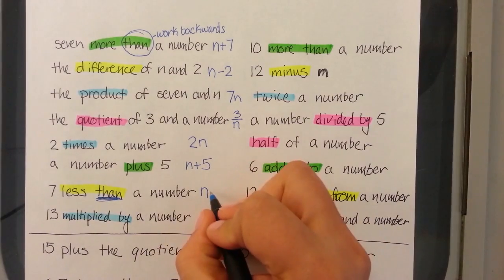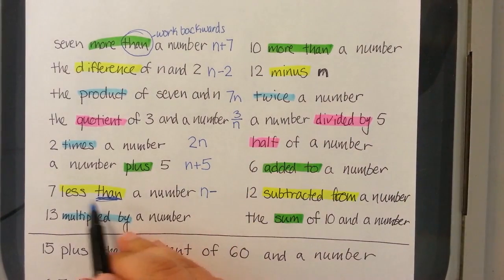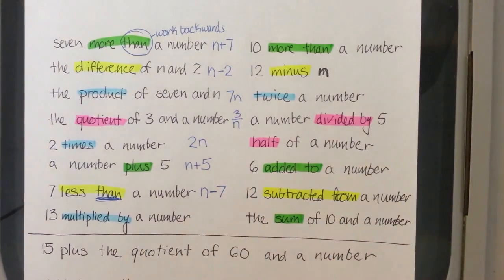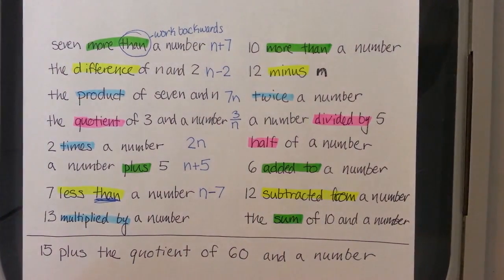Less than is subtraction, 7. So this is N minus 7. Remember to do those backwards. Those are kind of tricky.